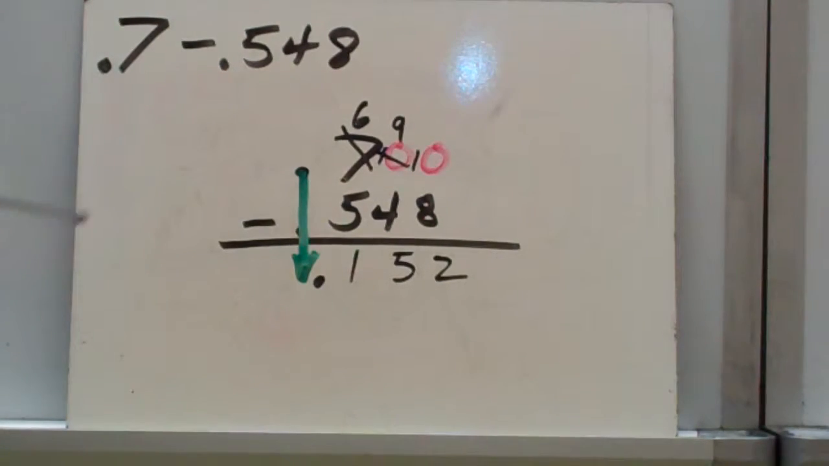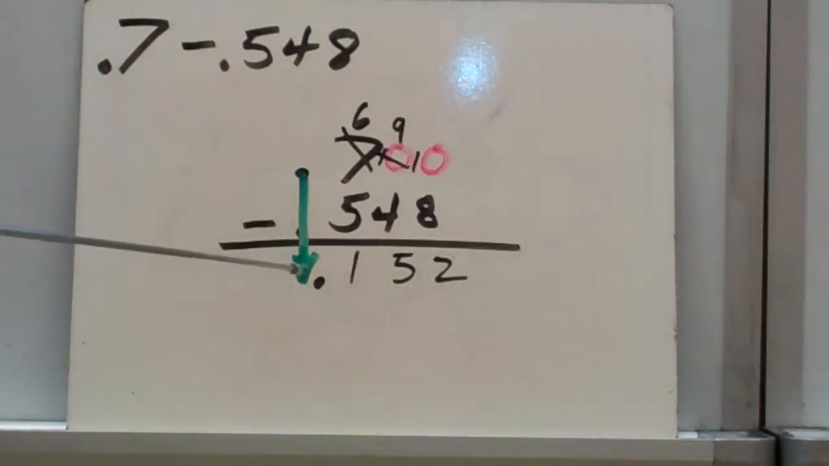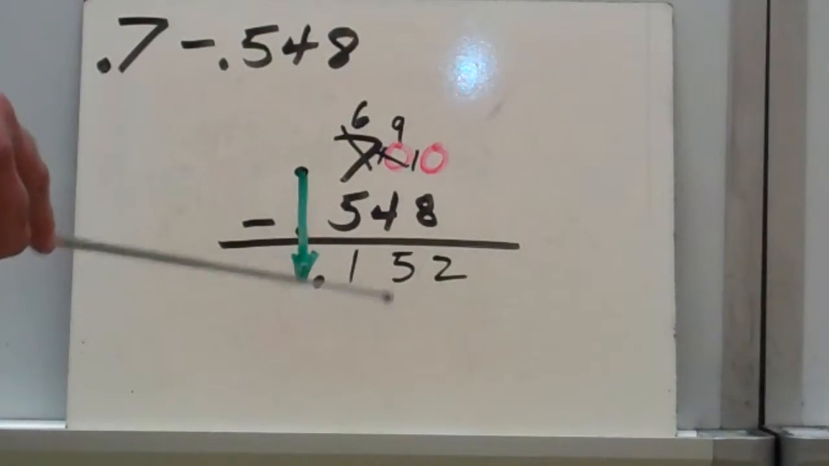So 0.7 minus 0.548 is going to leave us with 0.152.